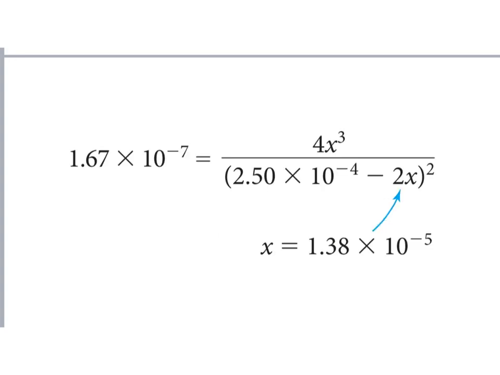So the solution to this is actually 1.38 times 10 to the minus 5th. Okay, that's the x solution in this problem. And what they're showing here is that indeed it is so small that even after squaring the 2.5 times 10 to the minus 2, the difference now of this 2x squared is so small that it's not going to make any difference in the answer.